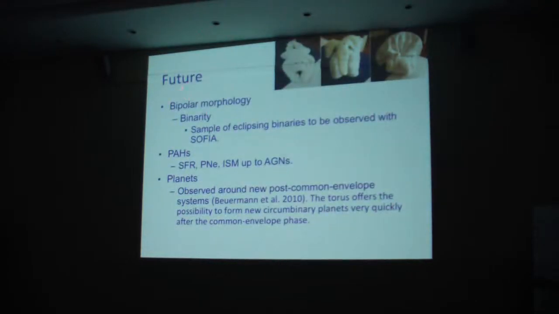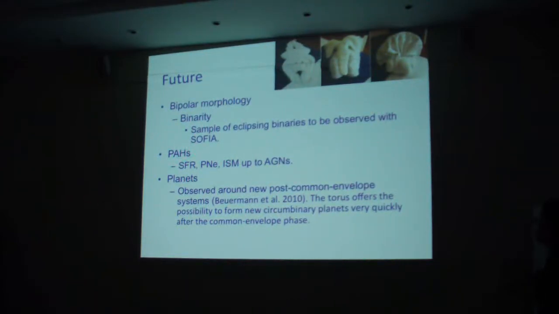So just for the future, we should call our talk. I really like it. We got time on SOFIA. We just got the email last week. So we're going to do a sample of the eclipsing binaries. We want to see if everything is binaries, right? All our samples are bipolar, so if they're bipolar, then they're binaries. So now we're going to go to the other side and say, okay, we have a sample of binaries that we know are close binaries. Now we're going to see where the PAHs are in this and try to understand the chemistry.